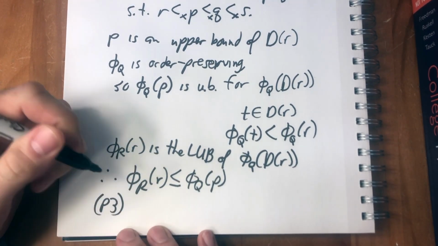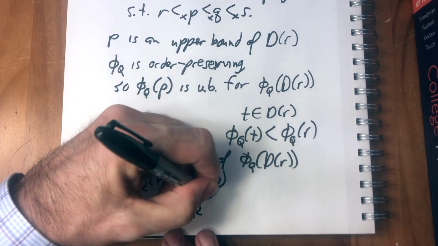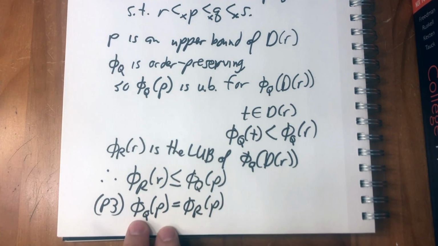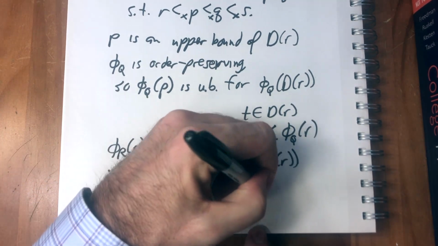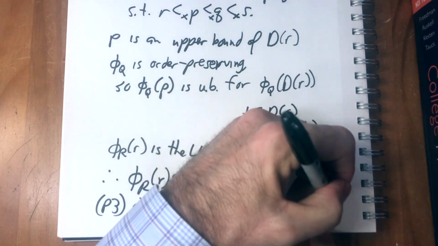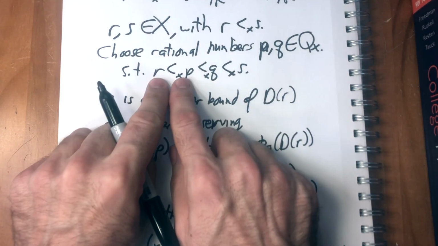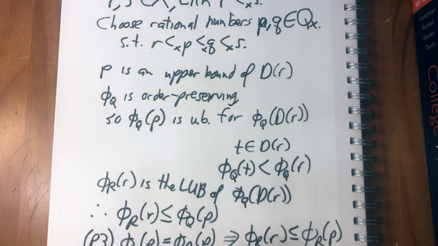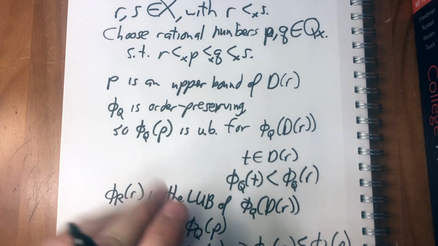So now by P3, we have that phi Q of p equals phi R of p, because p is a rational. So therefore, we have that phi R of r is less than or equal to phi R of p. Okay? So we started with r is less than p, and so far we've established that phi R of r is less than or equal to phi R of p. So there's a little bit of a problem here because this is less than or equal to, and we started with just less than, but we'll take care of that in a second.